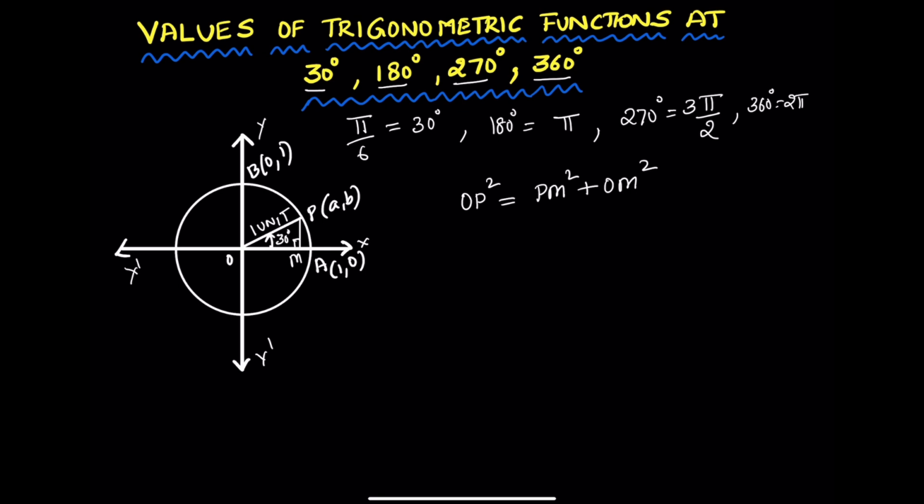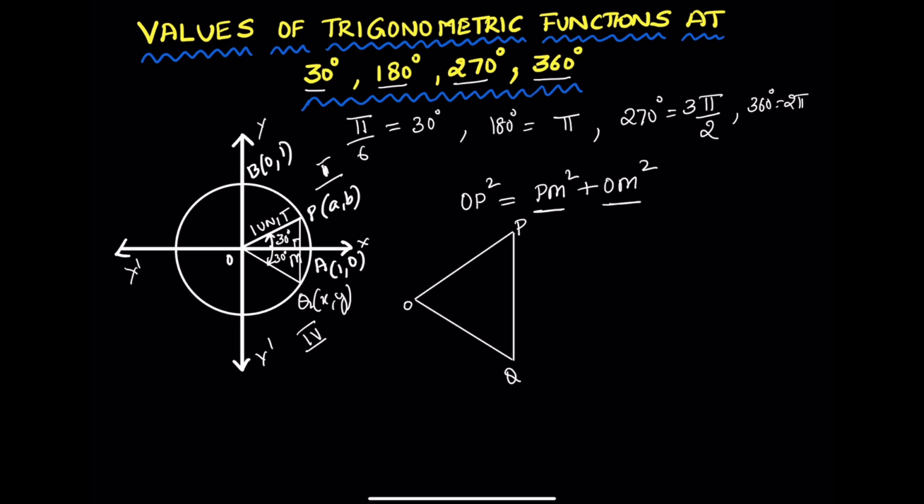Now, how do we find the value of PM and OM? For that, what we can do is let's create a point and join it. Let's consider this as Q. Q is x comma y, which is in the fourth quadrant. This is the first quadrant. Now Q creates an angle of 30 degrees again. Now let's extend the point Q to join M. So basically we have a triangle now. Let's only focus on the triangle. So this is OP, this is Q, and this is OQ.